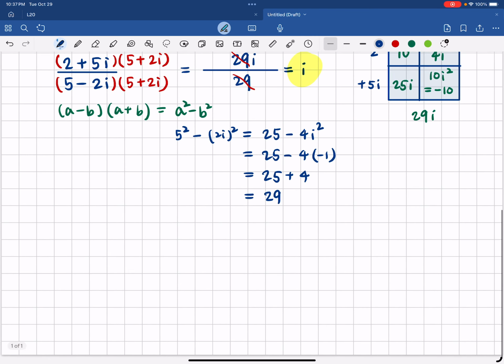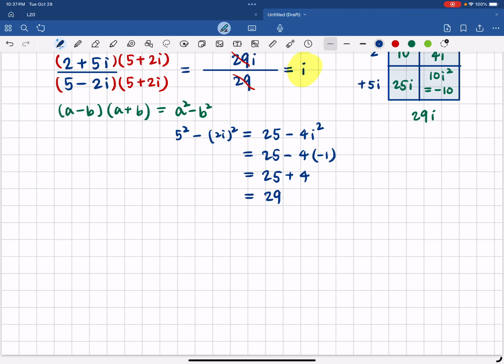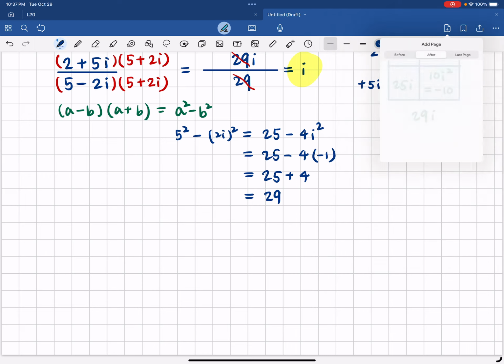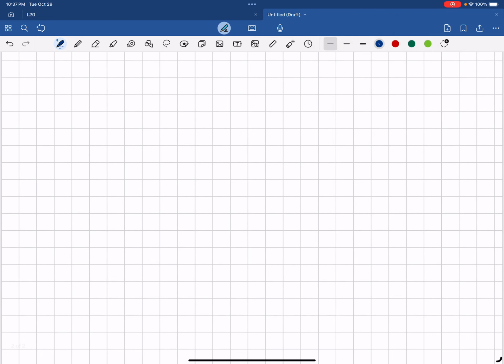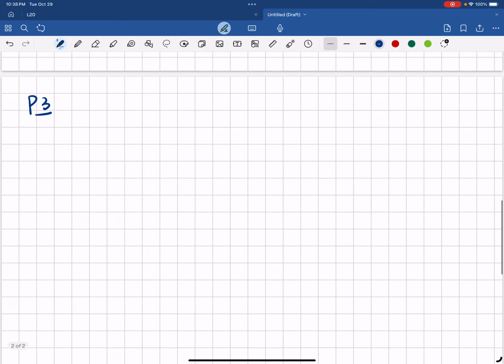Okay, moving on to, let's add a page. Moving on to problem number 3. Problem number 3 comes from L16, practice 4, which is about the cycle of raising the power of i. So if you raise the power of i, you are able to find a pattern. Let's do the pattern again.